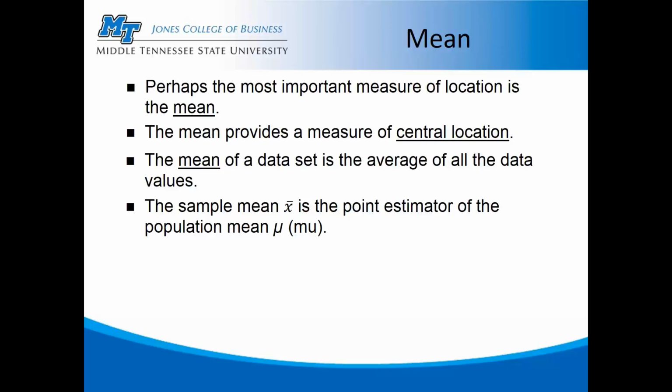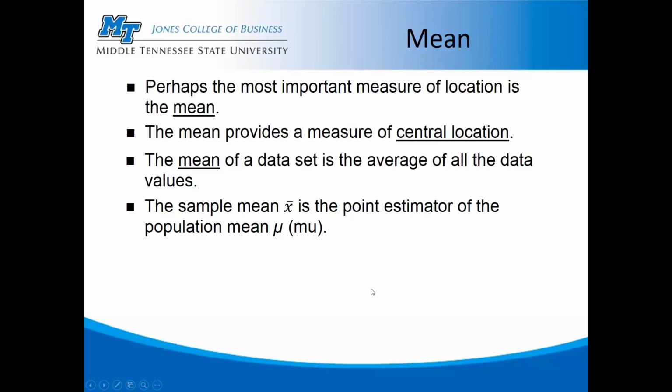Now, the mean, or what's commonly referred to as an average, is the one that's used most prevalently. It's a measure of central location. We're also going to cover the median. We're also going to cover the mode. But it's the simple average. There are different types of averages. The mean that we're going to be using is referred to as the arithmetic mean.